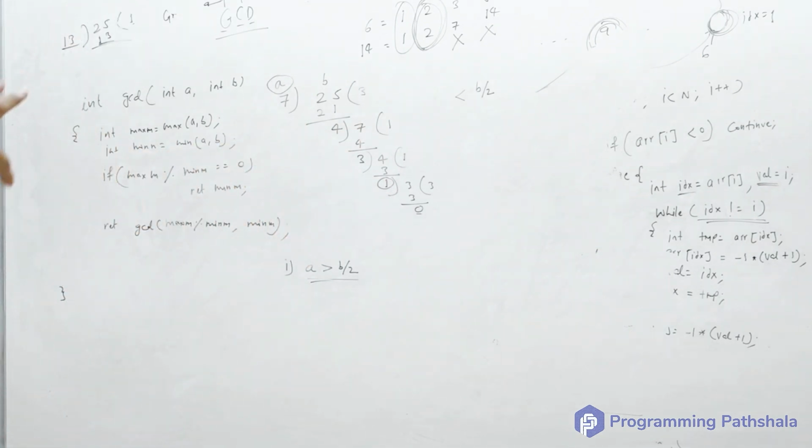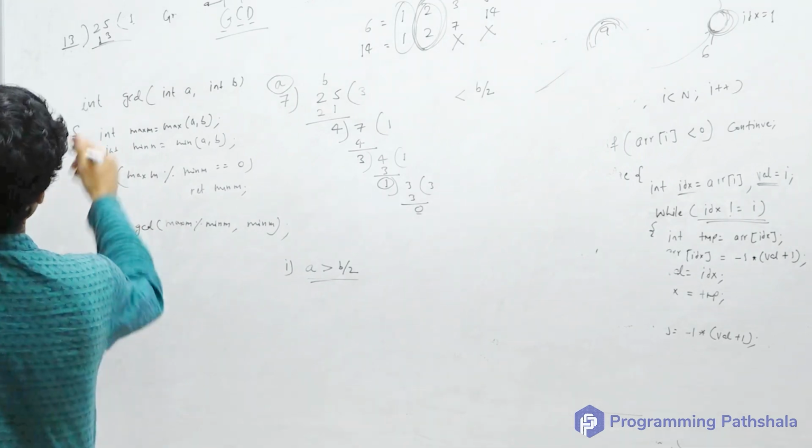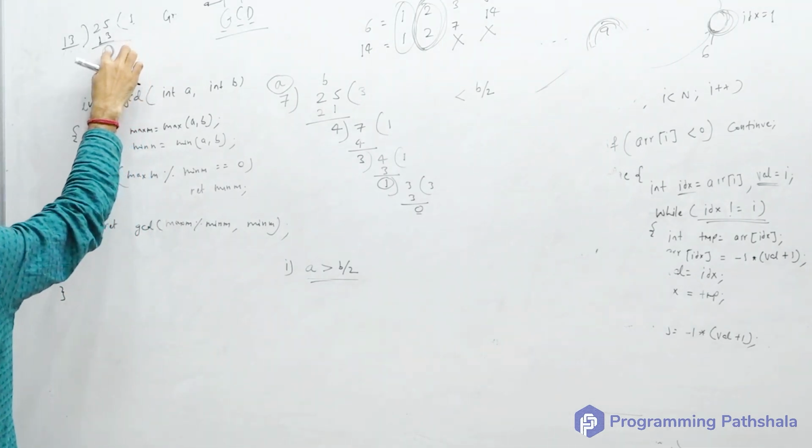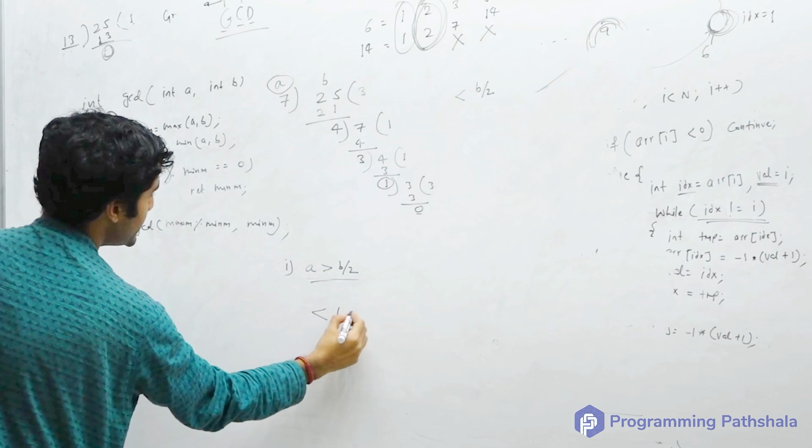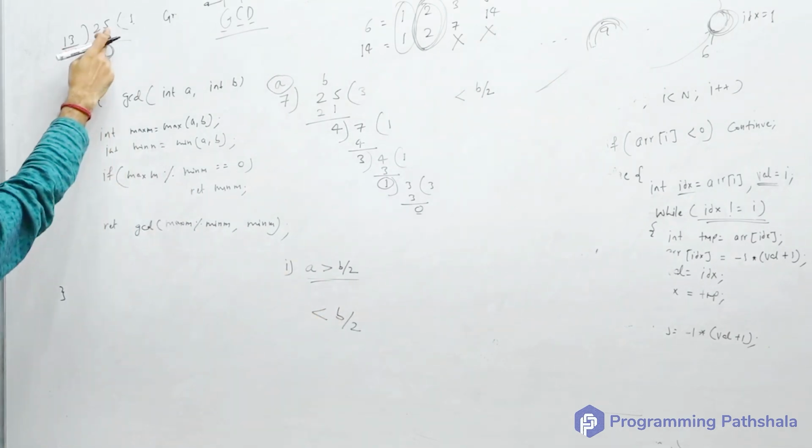Now when you perform the subtraction, whatever you will get, will that definitely be smaller than b by 2? Because this value is greater than b by 2.